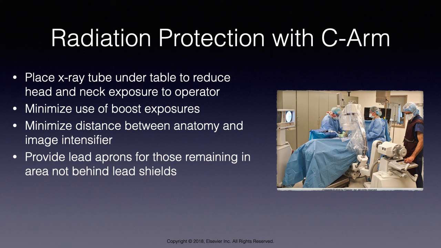Radiation protection with C-arm. Place the X-ray tube under the table to reduce head and neck exposure of the operator. Remember that on a C-arm, the smaller end is where your CR will be. Minimize use of boost exposures. Minimize distance between anatomy and image intensifier. Provide lead aprons for those remaining in the area, not behind lead shields.